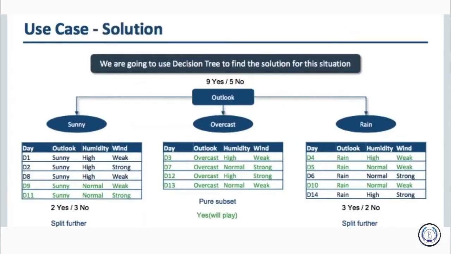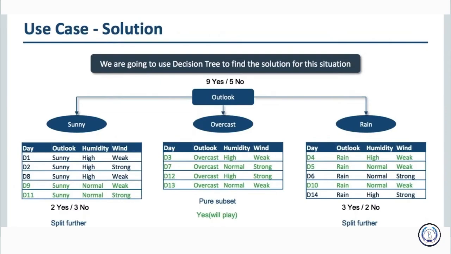If you take a look at this, there are a total of 9 yes and 5 no. That means there are 9 outputs that suggest the play will happen, and there are 5 no that suggest the play won't happen. So based on the different values of the outlook, we divided the set into 3 further divisions, right? Like sunny, overcast, and rain.